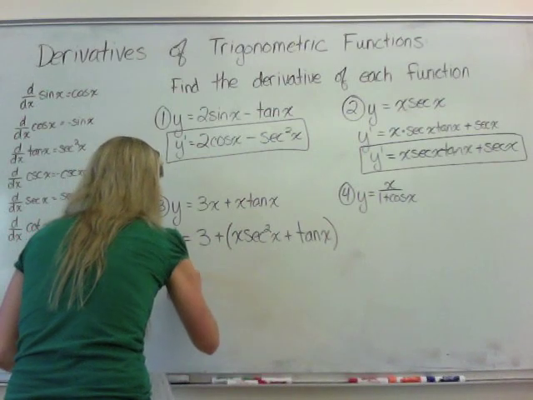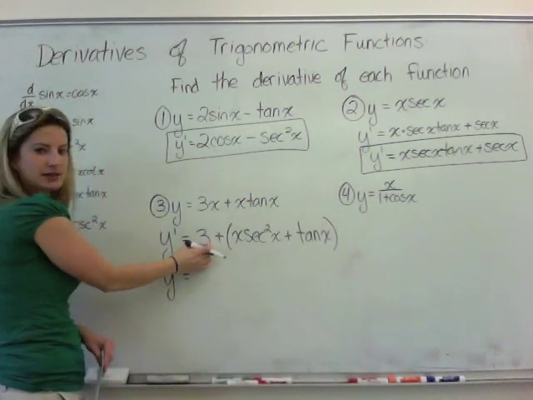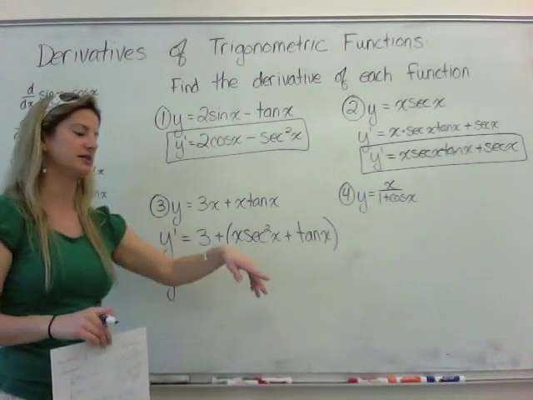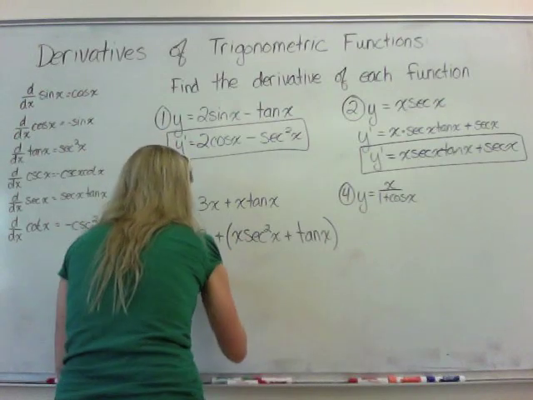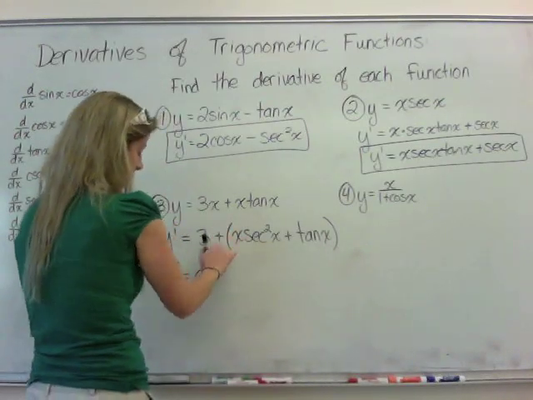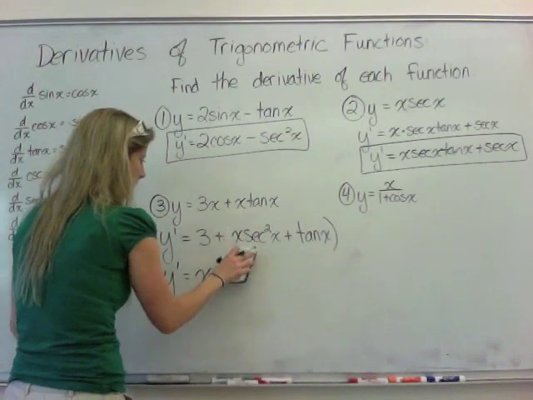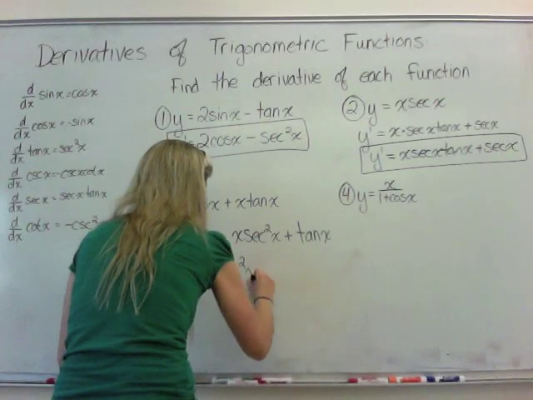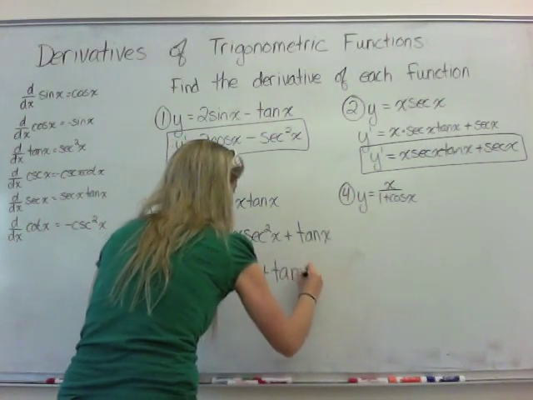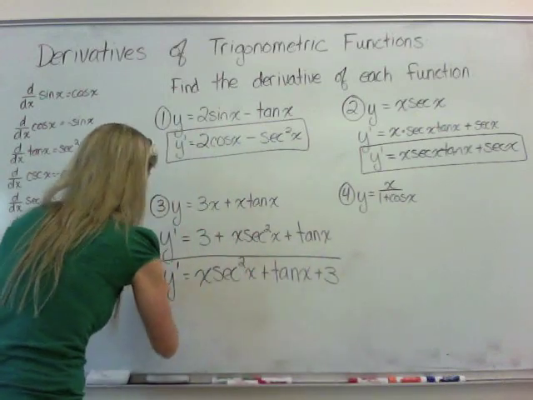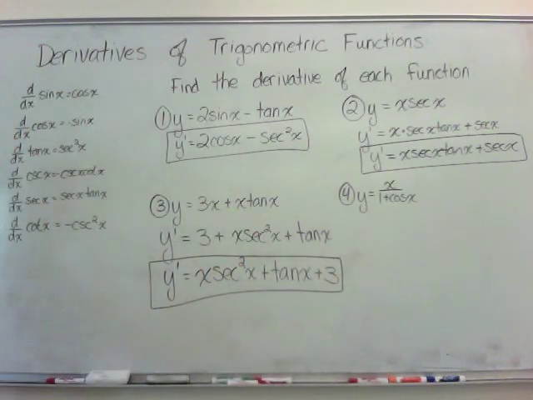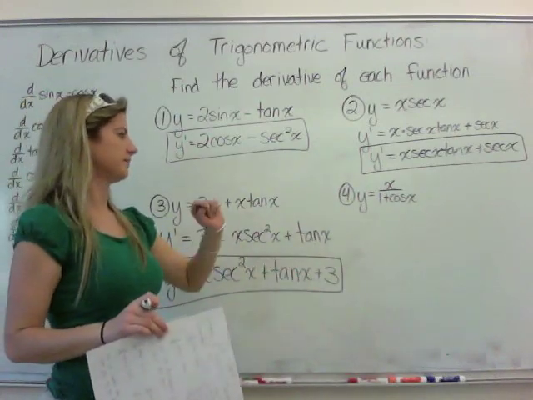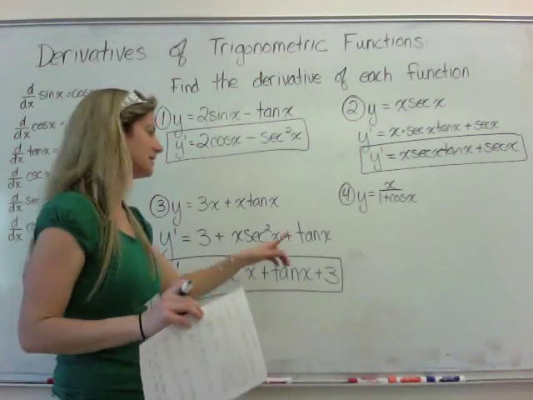Now I always like to put this constant last. In books, or with other teachers, you may be told you can leave the constant first, but I always like to toss that constant last. So I'm just going to reorder this to have it be x secant squared x plus tan x plus 3. Because this is plus, these parentheses aren't going to matter. So y prime is x secant squared x plus tan x plus 3. Now on to the last one.